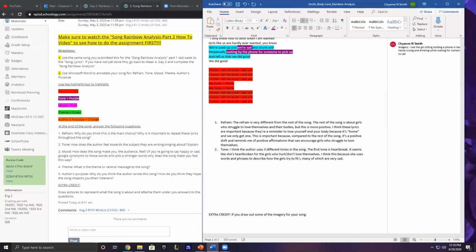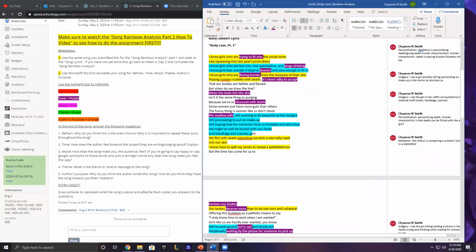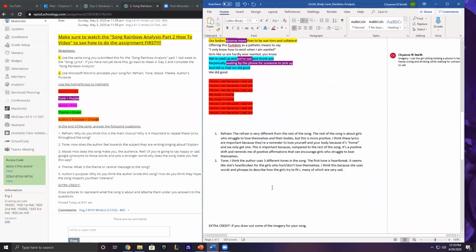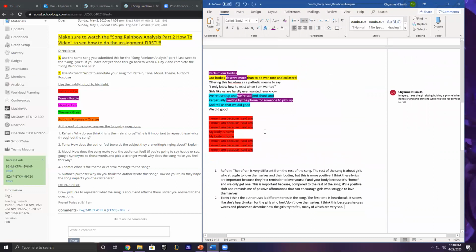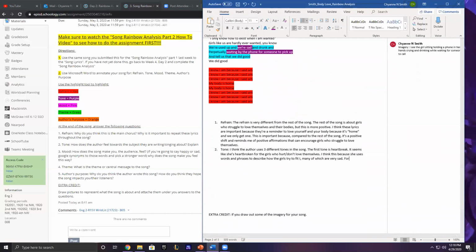And then one of the major images I saw throughout this that helps build that heartbroken tone is self-harm. So for example, her name is Mary. So Mary reflects a lot on girls self-harming. So that's the first tone I saw.